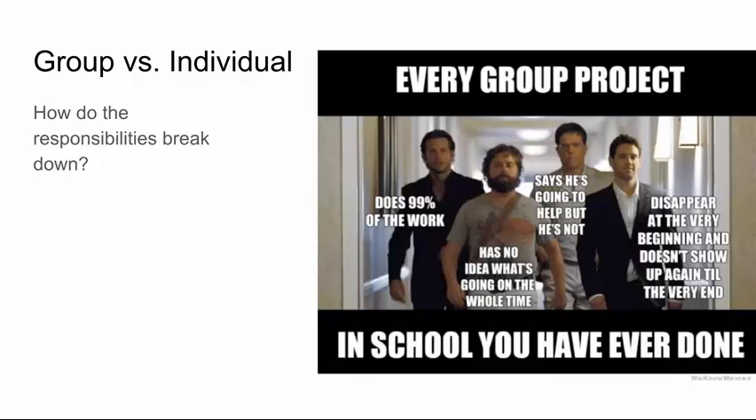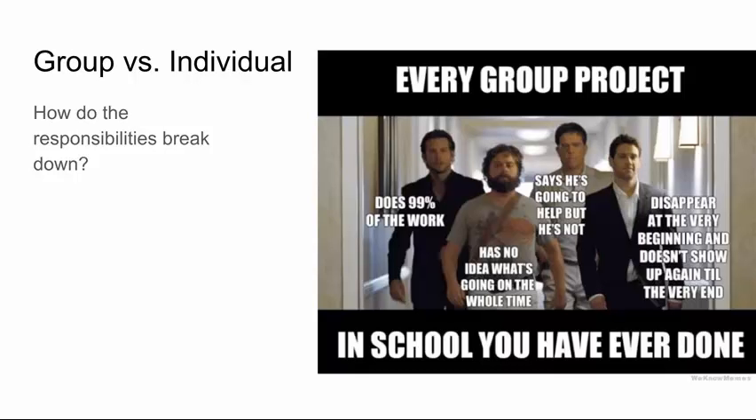So I've included a kind of meme up here that I thought was a little bit funny, where someone does 99% of the work, has no idea what's going on the whole time, says he's going to help, but he's not, disappears at the very beginning and doesn't show up again until the very end. I hope no one is having this experience. Is this image from The Hangover or something? Okay, yeah. So I hope no one is having this experience, but in case you are, don't worry, there's help.